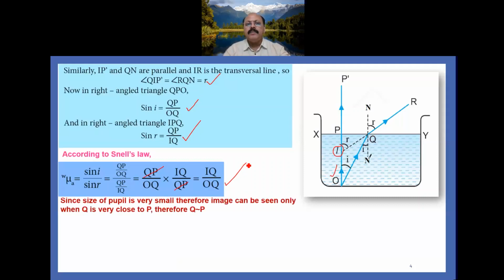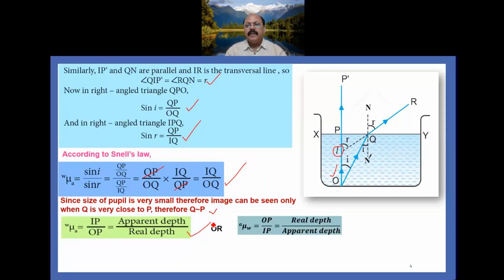Now since the size of the pupil is very small, the image can be seen only when Q is very close to P. Therefore Q is approximately equal to P. So the equation becomes w mu a equal to, in place of Q we write P, IP upon OP, and this IP is the apparent depth, OP is the real depth. So that's why the refractive index of air with respect to water becomes apparent depth upon real depth.